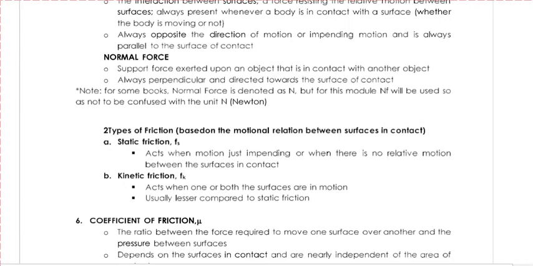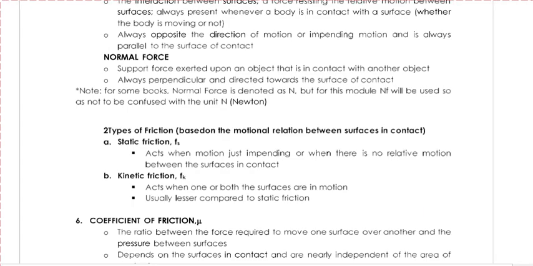So just a reminder lang for normal force. This one acts perpendicular sa imo nga body kag sa surface. So ang surface mo for example horizontal, ang imong normal force pataas. Basta dapat perpendicular siya sa imong surface.